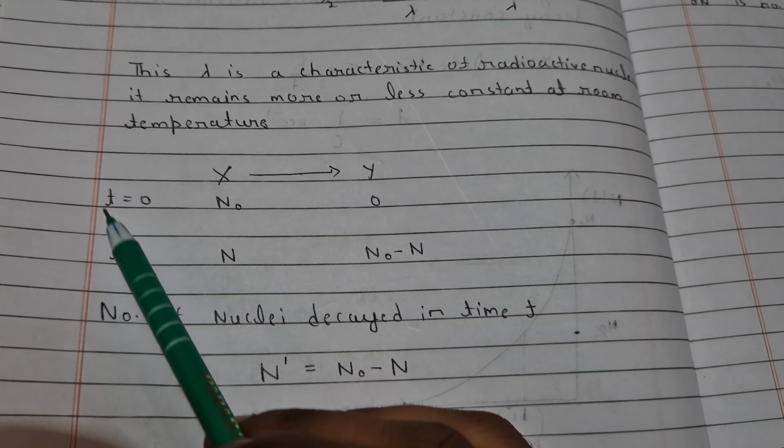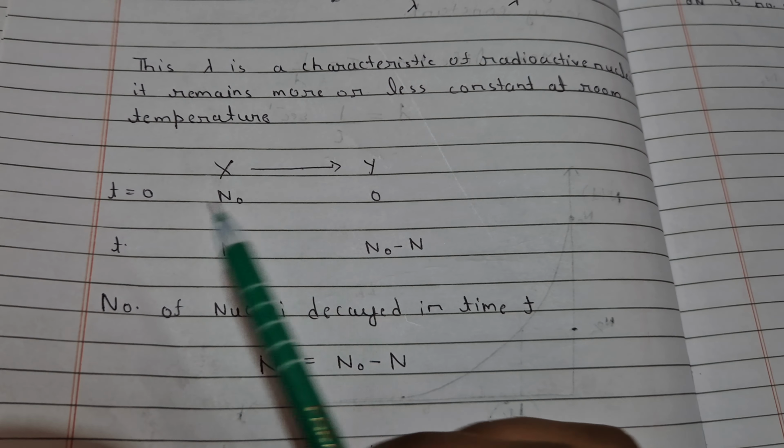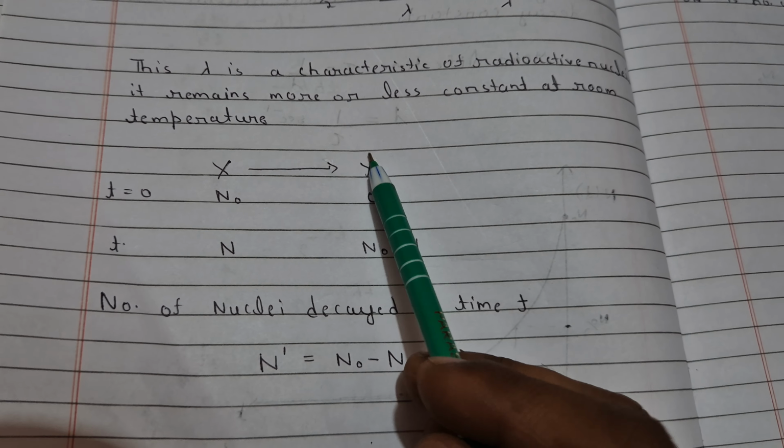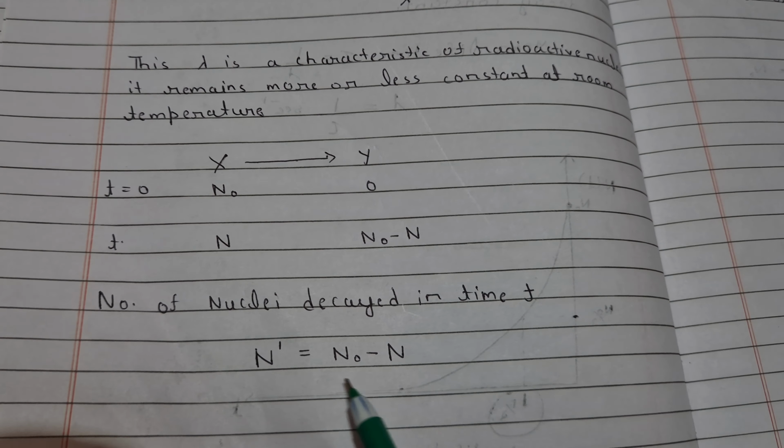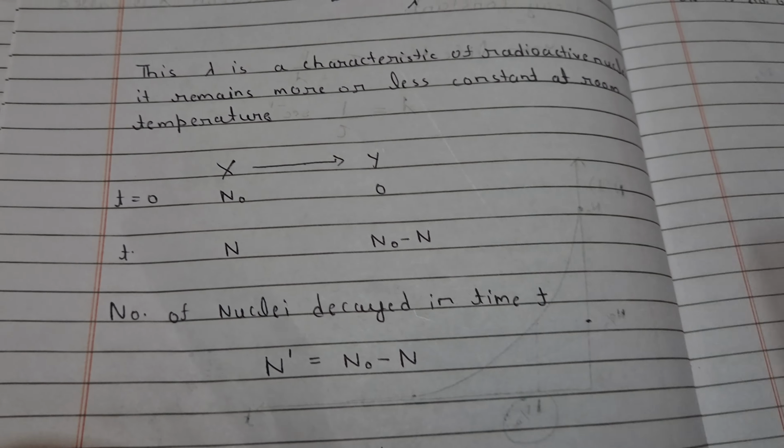So in time t, how many nuclei will decay? That will be n naught minus n. That decayed nuclei will turn into y. That's why this will remain the same as n naught minus n. So now this will be n, and that will be the number of nuclei decayed in time t.